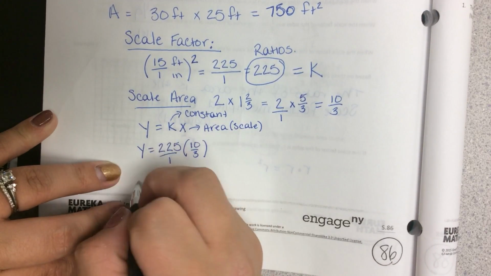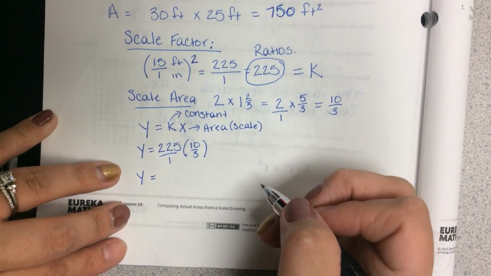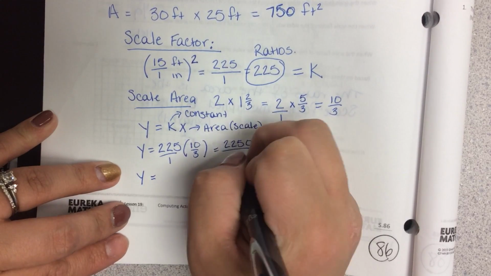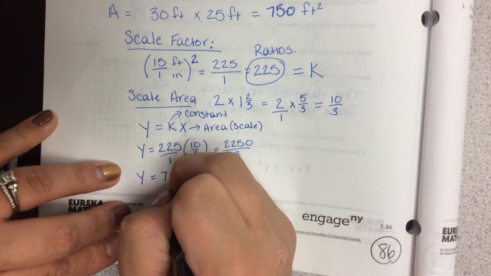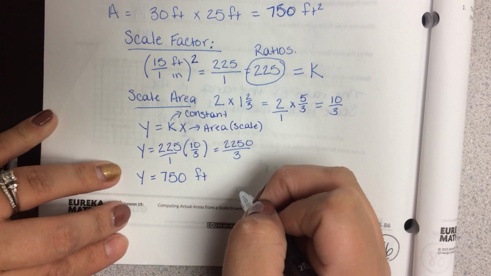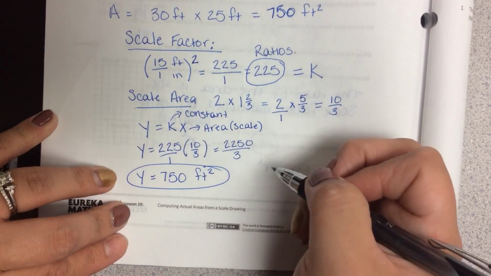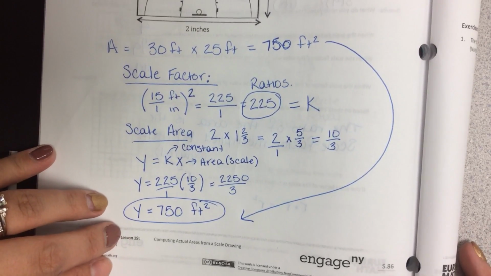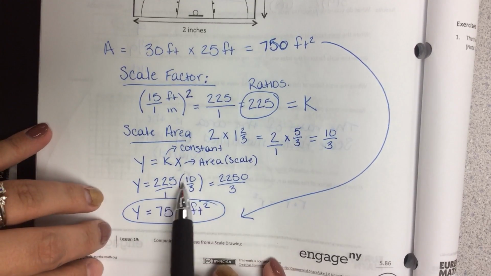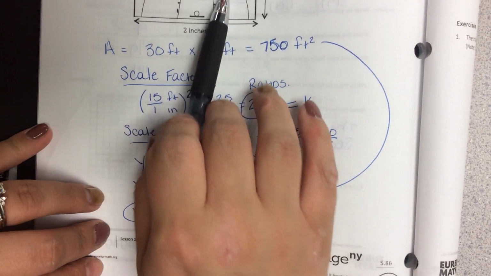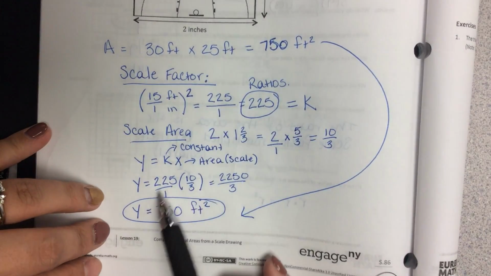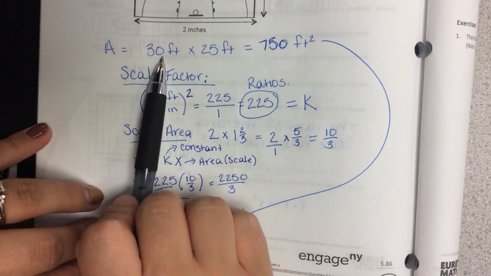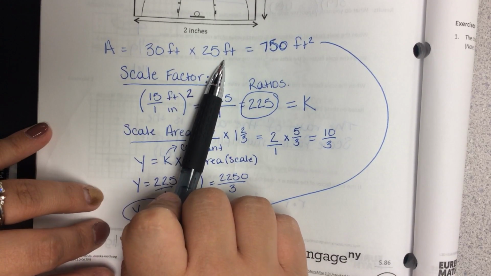This validates, proves, or justifies, any of those words would work here, 2,250 over 3, and if I divide that out, I get 750. That matches our rule, doesn't it? That's crazy. So I didn't actually need to do this. I could have just looked at my scale drawing and said, if it's 15 to 1, I'm going to do 225 times the area and be done. That would have saved us from having to convert 30 and 25 in the beginning.